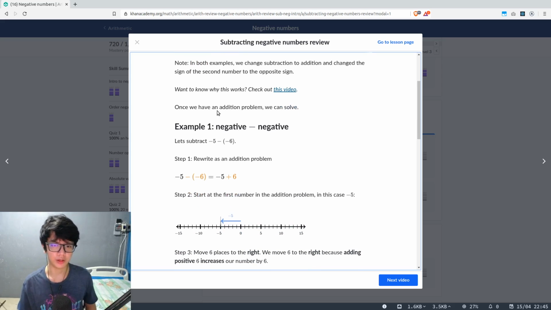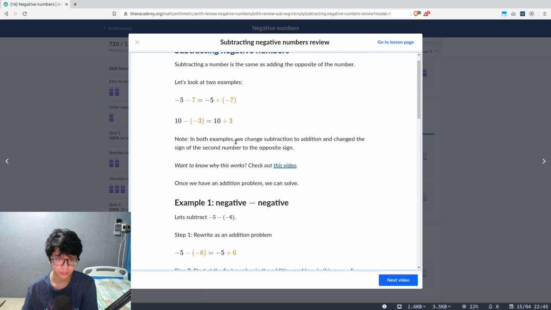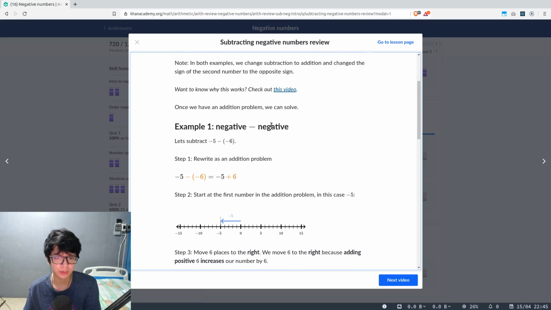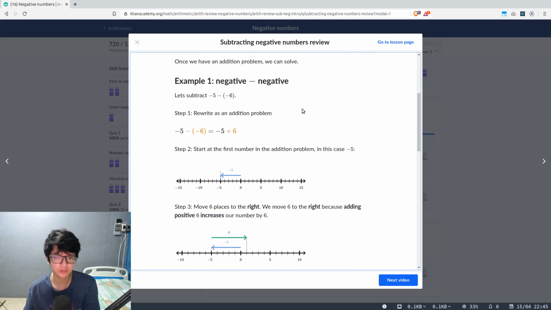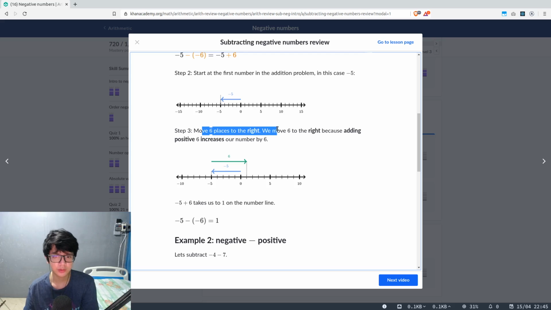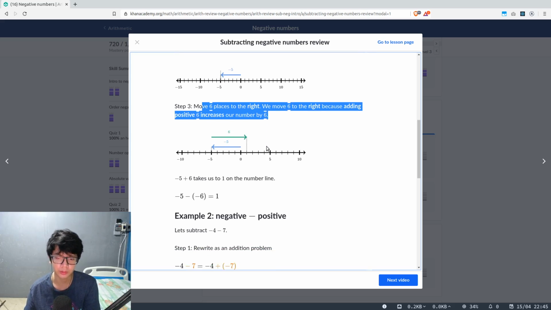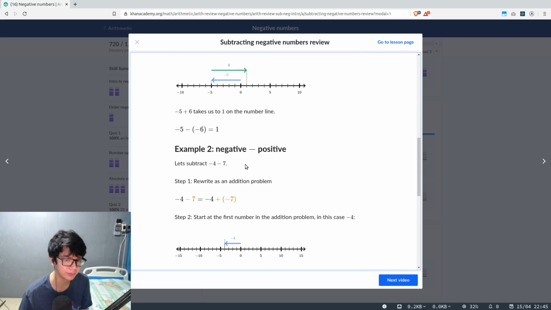Once we have an addition problem, we can solve. Let's subtract negative minus negative 6. Write it as an addition problem. Negative 5 plus 6. So 5 minus negative 6 is negative 5 plus 6, which is positive 1. Negative minus positive.